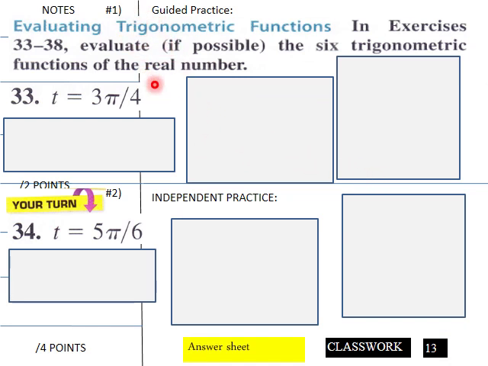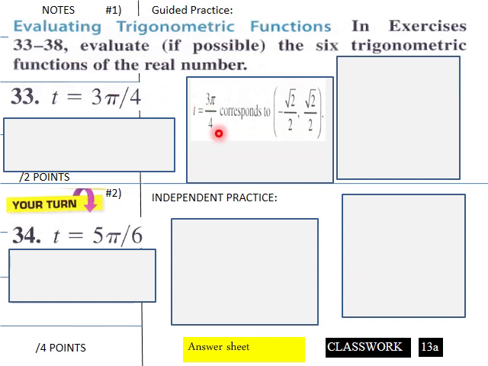Into our practice now. I'll do this one for you. So up here, t is 3/4 pi. So 3/4 pi on your unit circle corresponds to here's your x and here's your y coordinate. So for our sine, which is our y here, would be radical 2 over 2. Our cosine would be our x coordinate, which would be negative square root of 2 over 2.